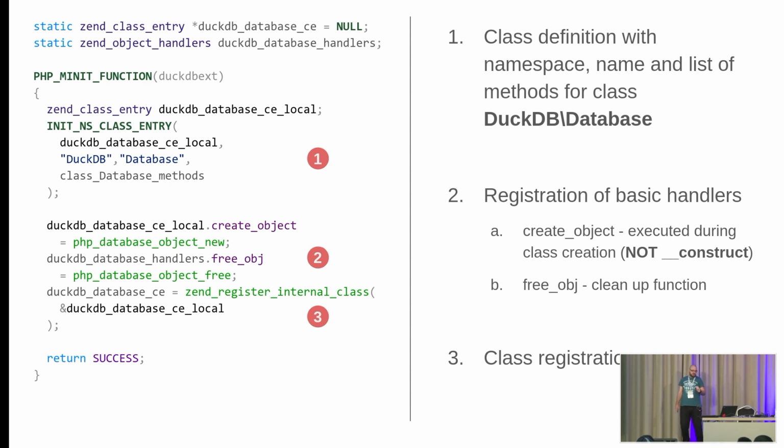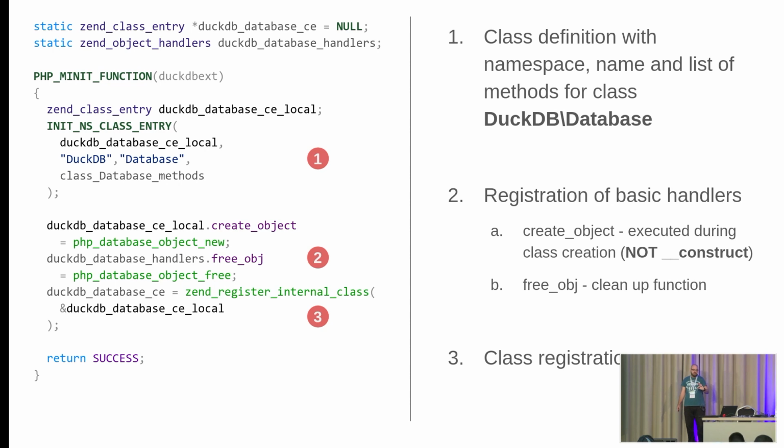I actually use not a function, but a macro, INIT_NS_CLASS_ENTRY, which will then be expanded. It starts to be a little more complicated. I will simply register it and pass a list of the methods. Then I have to provide two basic handlers. One is create_object, which is doing the class creation. It's not a constructor. This is something special.